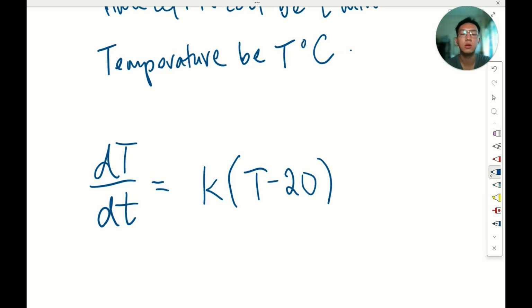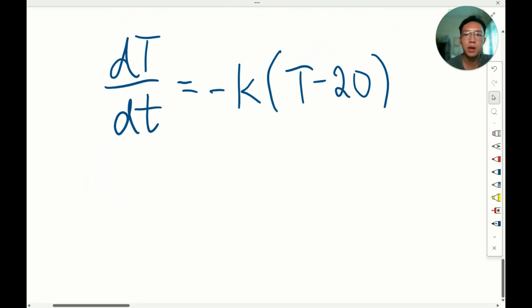And because it's cooling, the direction of temperature change is downwards, it's negative. Therefore, we will put a minus sign in front of the proportionality constant. That is our differential equation that we have to solve for this question. And let's now acknowledge the fact that we have to use the variable separable method.